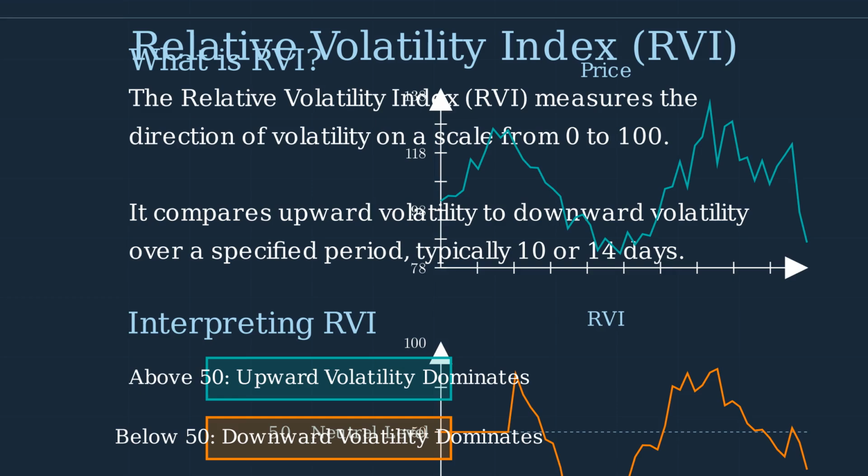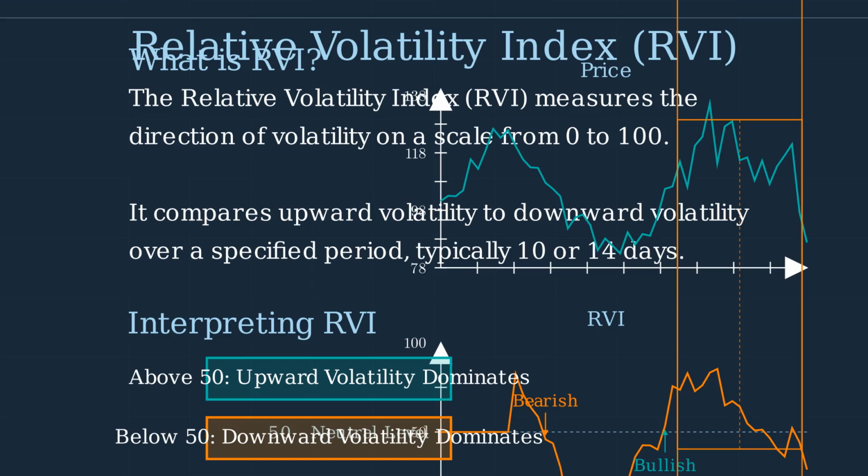Traders use the Relative Volatility Index in several ways to improve their trading decisions. First, RVI helps confirm trend strength. Strong readings above or below 50 suggest the current trend may continue. Second, traders watch for potential reversals when the RVI crosses the 50 threshold from one direction to another. Finally, divergence between price movement and RVI readings can signal potential trend exhaustion and upcoming reversals.